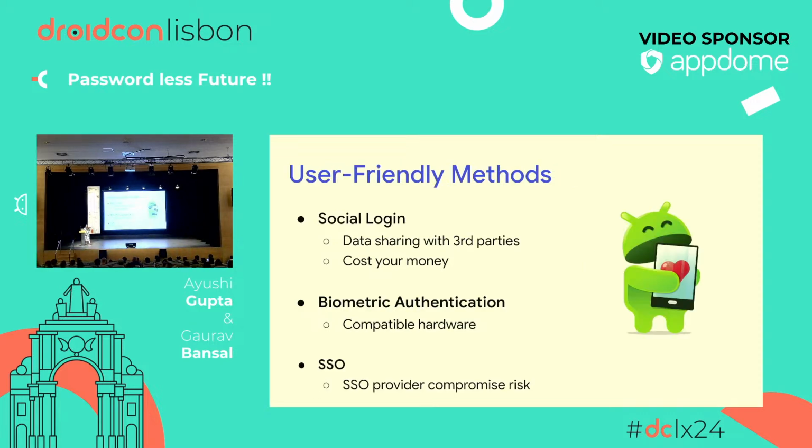So, as user convenience became a focus, new login methods emerged, such as social login, where you sign in with your social media accounts, reducing the friction of login as well as of remembering passwords. Again, it involves sharing data with third parties, and may even come with additional cost. Then biometric authentication: very fast, very secure. But you need compatible hardware for it.